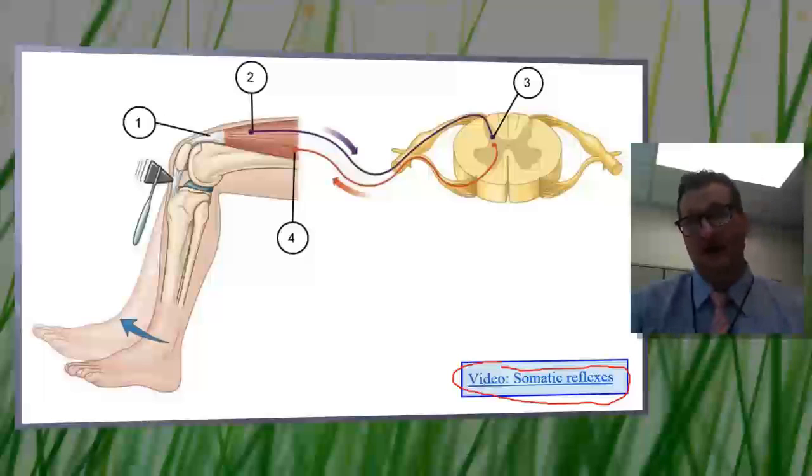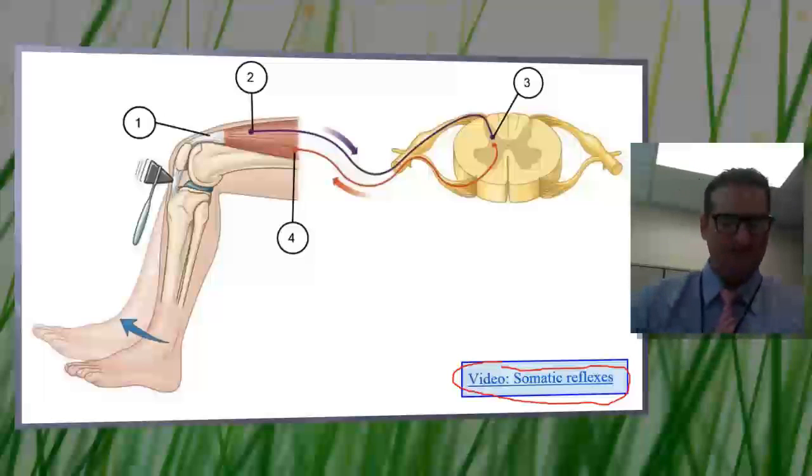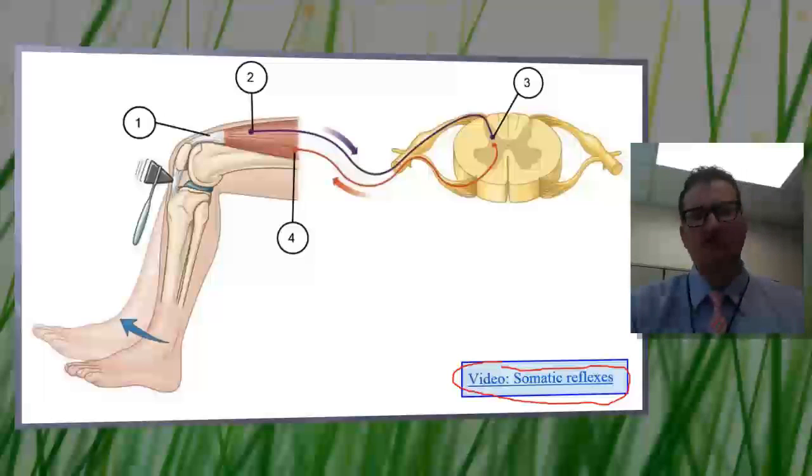So there's somatic reflexes and autonomic reflexes. Autonomic reflexes involve secretion from glands or the contraction of smooth muscle, such as dilation of the pupil in the eye. These reflexes are governed by autonomic neurons, and we'll get to that in a minute. Somatic reflexes involve the contraction of a skeletal muscle after being stimulated by a somatic motor neuron.